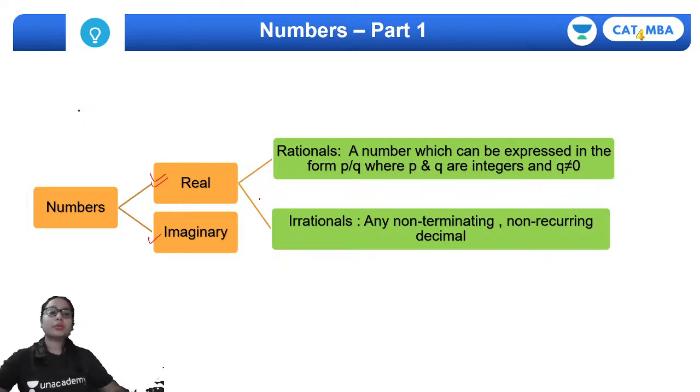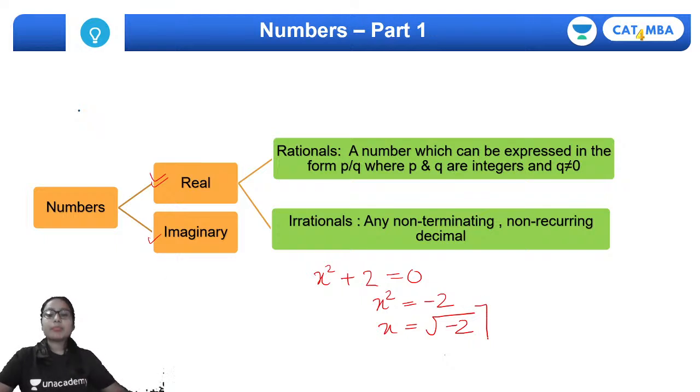Suppose I give you an equation to solve. Let us solve this equation together: x square plus 2 is equal to 0. So x square is equal to minus 2, and x would be equal to under root of minus 2. Now, have you seen any such type of number? Can you represent this number on the real line, on the number line? No. Such numbers, where inside the root we get a negative sign, come under the category of imaginary numbers.